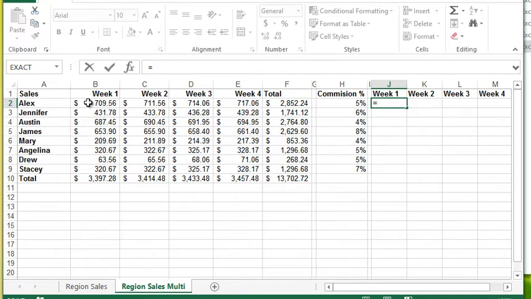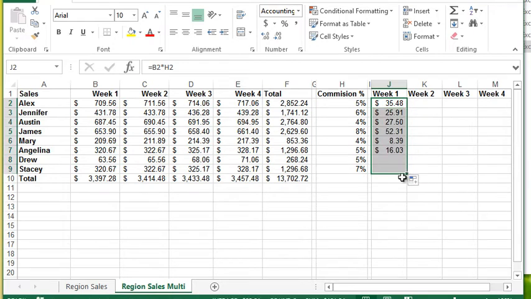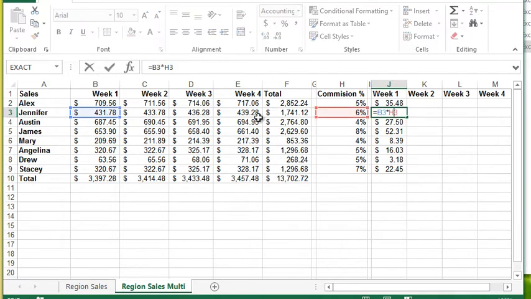I'm gonna press equals. I'd like to take this cell, my first sales for week 1 for Alex, and I'm gonna multiply that by Alex's commission percent, which is in H2. I'm gonna press enter. And lo and behold, it gives me my correct result. However, when I start copying this formula or filling it down, you'll notice that cell references are going to shift. Now in this case, it's actually not a problem. So if I go to this next one, you'll see it's gone B3 times H3. Well, that's perfect. There's this cell times this cell, which is their commission percent.